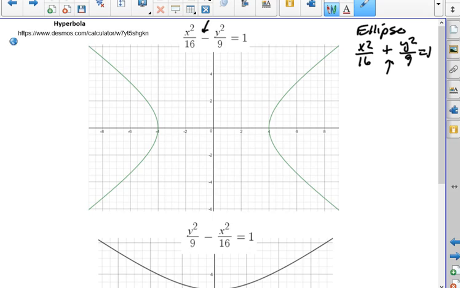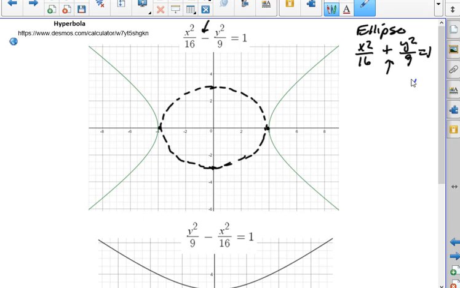Now it's interesting, if we were to take the ellipse that we drew before, this tells me this is an ellipse centered at the origin with a stretch of 4 in the x direction and 3 in the y direction. So if I draw this centered from the origin and go out 4 in the x direction and out 3 in the y direction, and sketch in this ellipse here, like so, we can see that the ellipse fits right in the middle of the hyperbola.